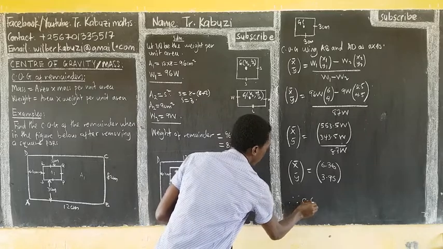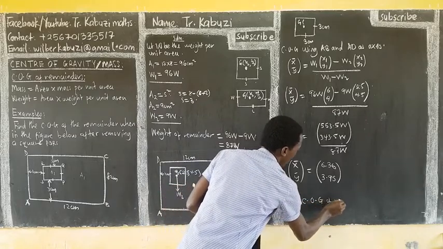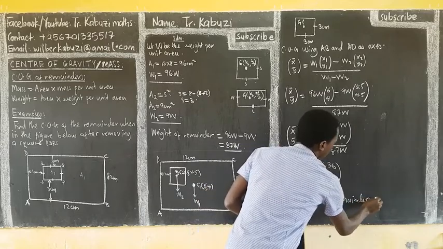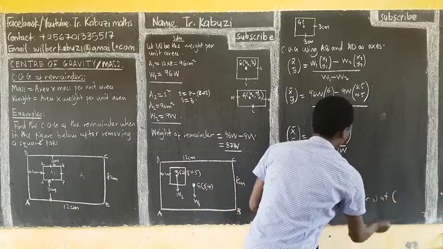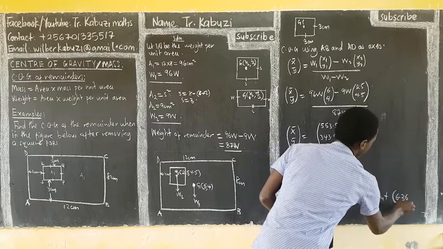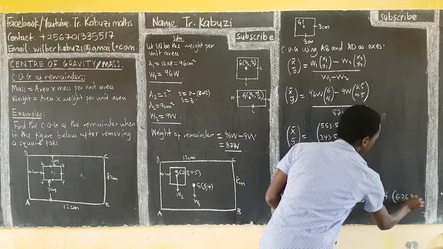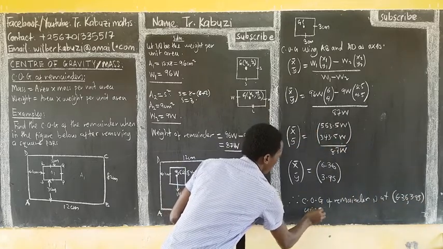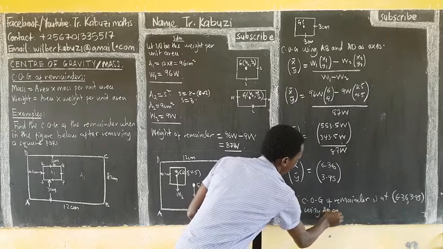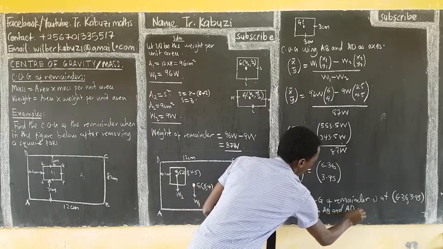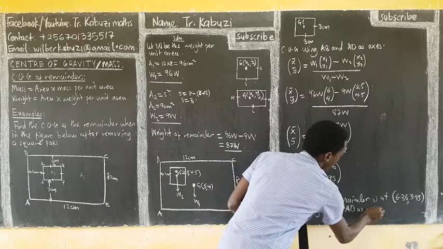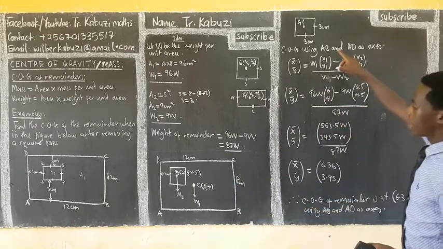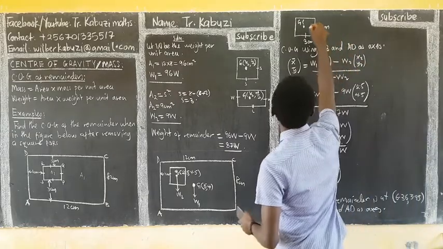Therefore, the center of gravity of the remainder is at 6.36, 3.95 using AB and AD as axes. Okay, maybe let me rectify that for the center of the square.